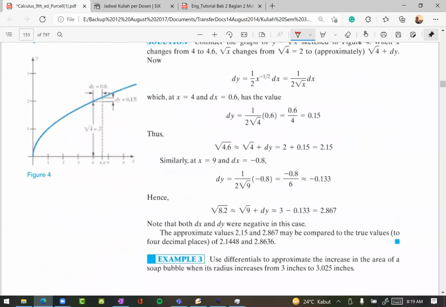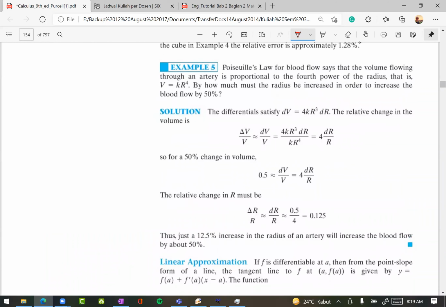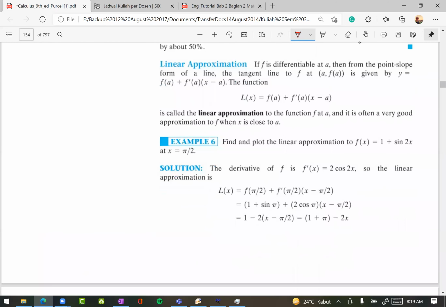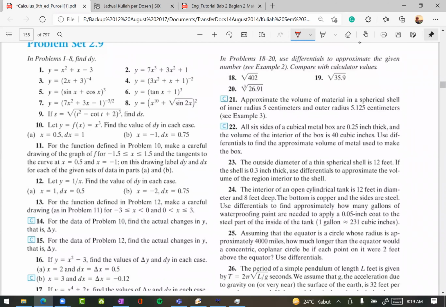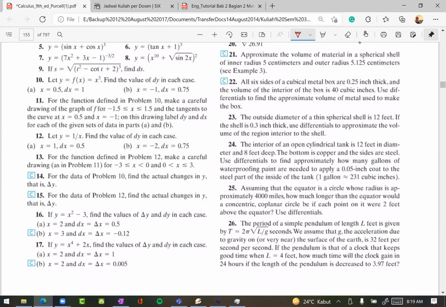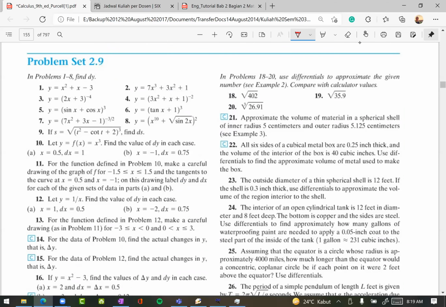Let's do some more problems. All right, let's do this one here. Problem 20. Okay, so approximate the square root of 26.91, the cube root of 26.91.